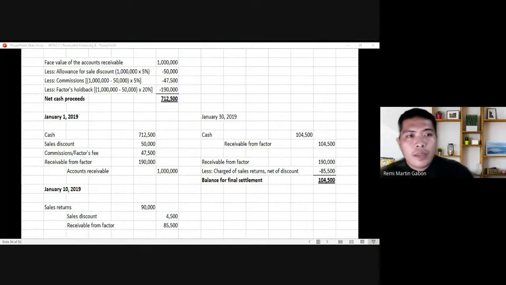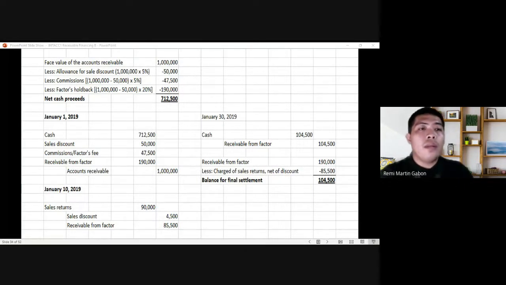Okay. Then for January 10, 2019, to journalize the sales return, we debit sales return and credit receivable from factor. Debit sales return 90,000, but receivable from factor or factor's holdback, credit 85,500 only. Reason.